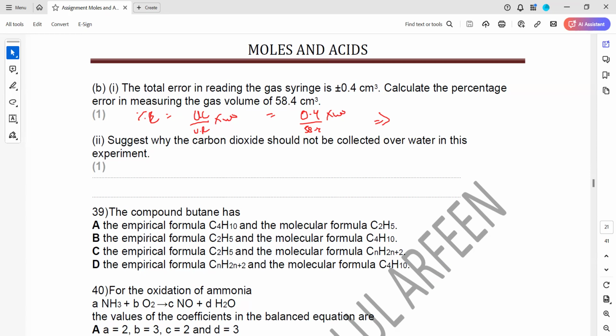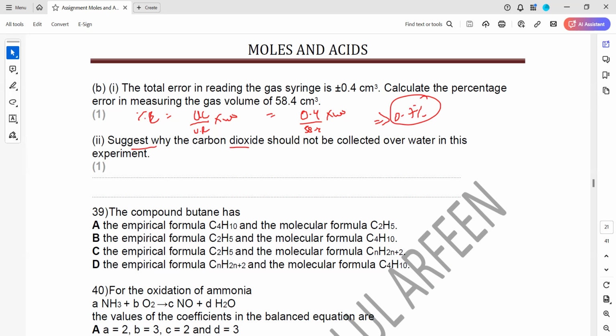That will give us the percentage, which is about 0.7%. This suggests why the carbon dioxide should not be collected over water in this experiment. As you can see, this percentage error is very low when we're using a gas syringe. The percentage error is very low.